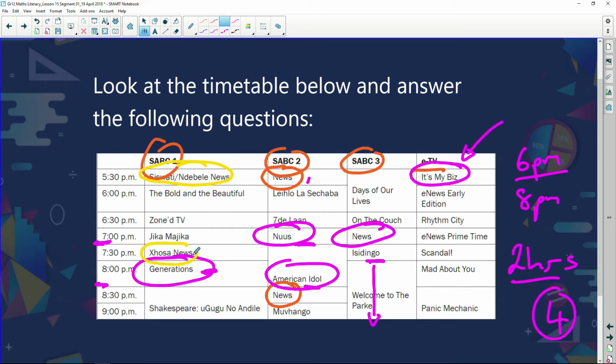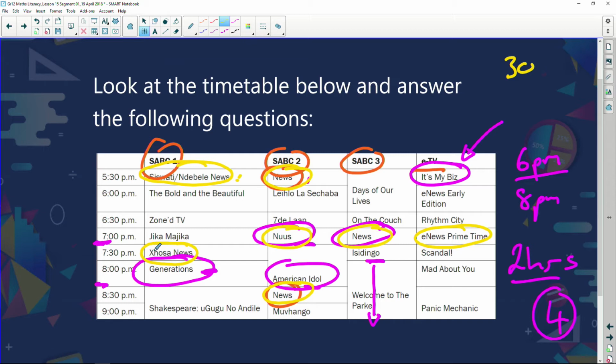I got a news over here. I got a news over there. I've got a news over here. I've got a news over here. I've got a news over there, and over on this side, I got a news. Okay, cool. Well, this news over here is 30 minutes from 5:30 to 6. So I have news of 30 minutes.